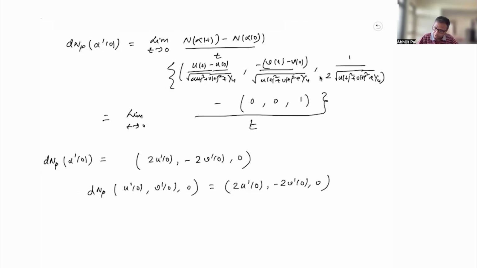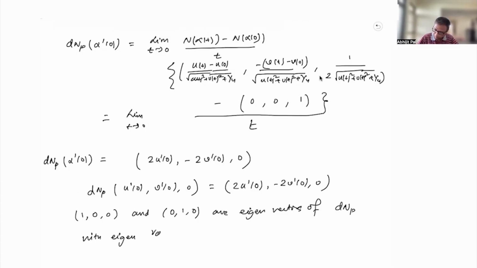Okay. So now from here it can be easily seen that (1, 0, 0) and (0, 1, 0) are eigenvectors of this linear operator dN_P with eigenvalues 2 and minus 2 respectively.